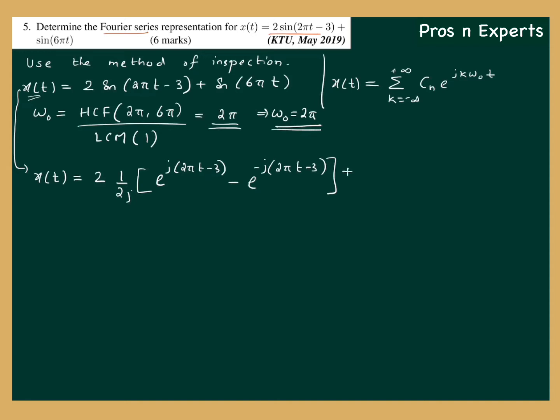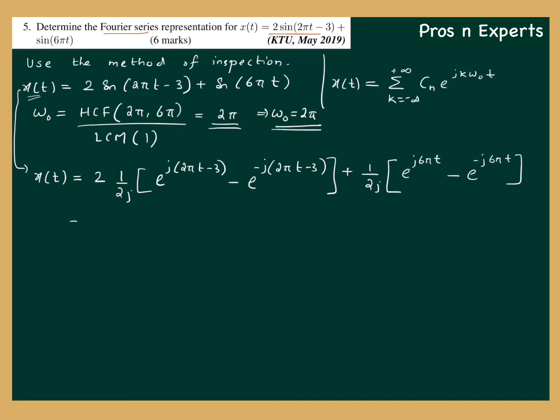That's sine 2 pi t minus 3. It's not over, plus 1 by 2j. Again you have a sine 6 pi t there, right? So sine 6 pi t is e raised to j 6 pi t minus e raised to minus j 6 pi t, divided by 2j. So I have rewritten my question in terms of complex exponentials.